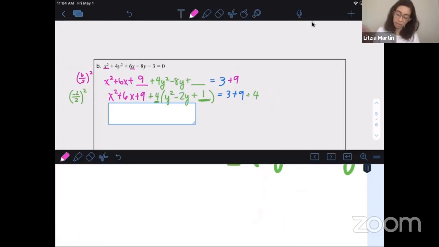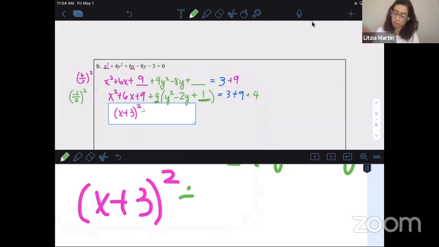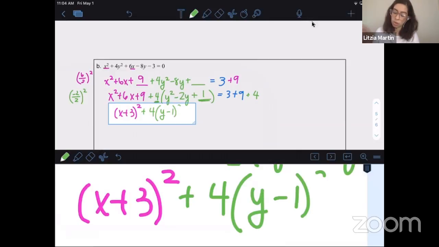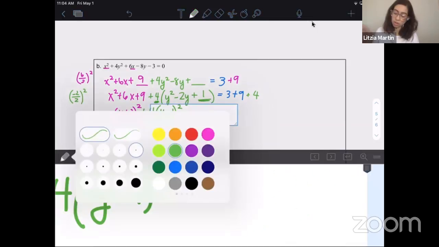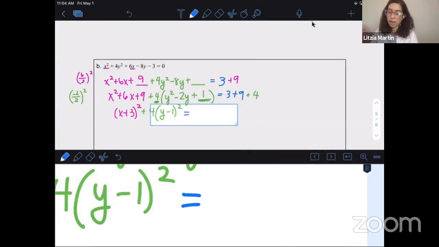So this will be x plus 3 squared. We have the coefficient 4. This will become y minus 1 squared. And on the other side, we have 16. Okay. We need to take one more step, our final step, to make this standard form for the ellipse, because we need to have the 1 on the right-hand side. So we will divide everything by 16.